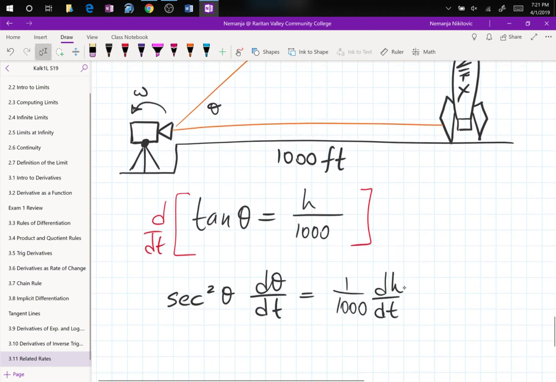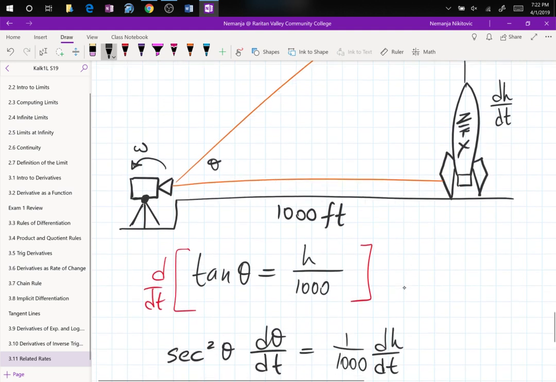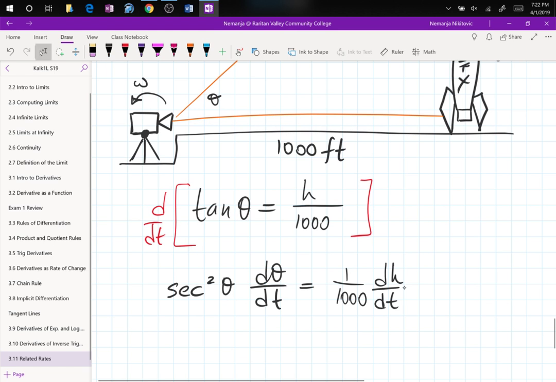And what's this dh dt? Change in height is 100% correct. I just want to know what it is here. What is the change in height? The speed of the rocket. Thank you. Do we have a speed of the rocket? Yes, in the telemetry there is a speed. That's your dh dt. And then altitude, that's your h. Perfect.